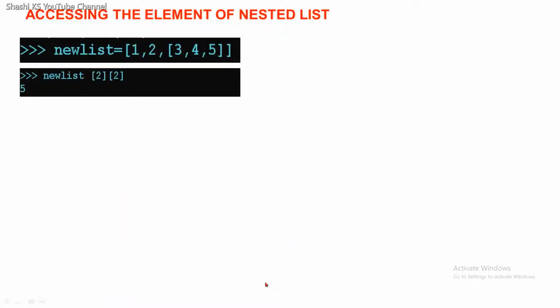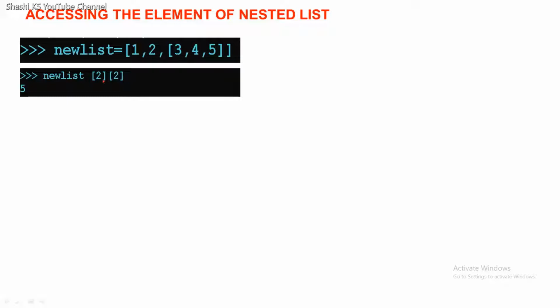Next is accessing the elements of a nested list. You can see I have a nested list here called new list, which contains the elements 1, 2, and then another list inside it, which contains elements 3, 4, and 5. Now, if I want to access the elements of the list which is present inside this new list, then I have to mention the list name and then the index of this list. So this is 0, this is 1, and this is 2.